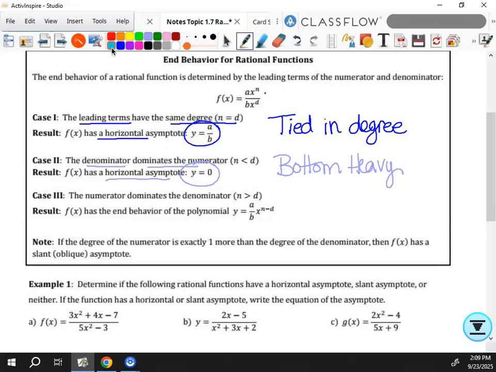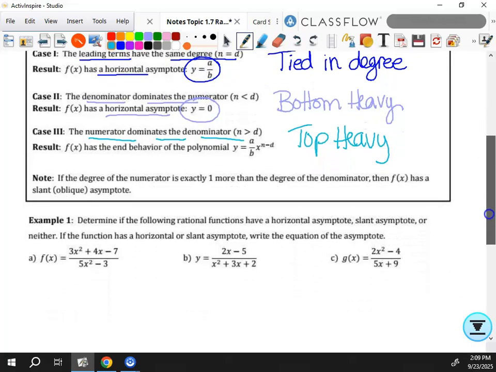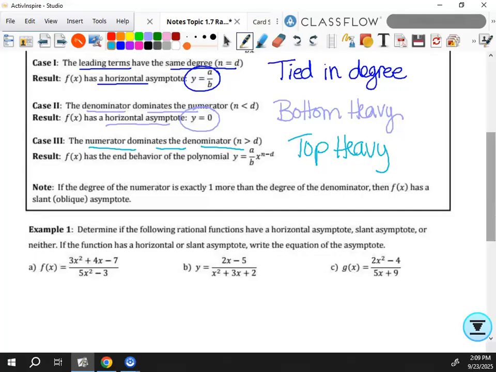Then case 3, which is going to be worded a little bit differently than what we have been saying. The numerator dominates the denominator. Well, that still does mean top heavy. That tells us a couple of things. First of all, no horizontal asymptote, right? It opens the door for a slant asymptote, but it's only, let's jump to the note real quick. If the degree of the numerator is exactly 1 more than the degree of the denominator, then we have a slant or oblique asymptote, okay? But they're not always just one greater. So the result here, it has the end behavior of this polynomial.